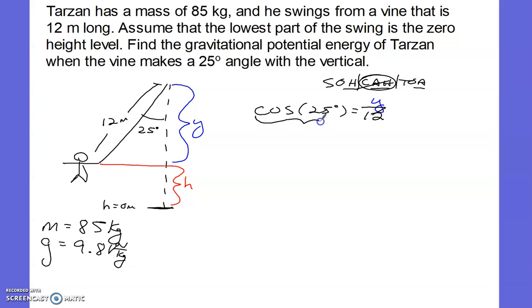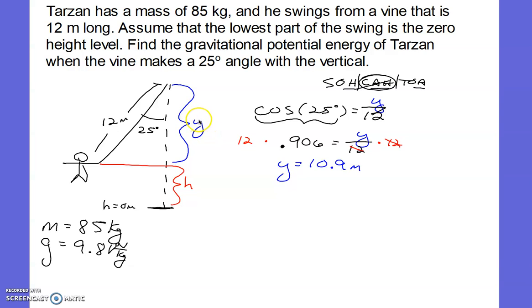Now again, this cosine of 25 represents a number. You can either look that up, or you can type it in your calculator, and that number is 0.906. I multiply each side by 12 to get my y value. Here they cancel out, and I get my y value to come out to be 10.9, and that would be meters. Again, that is still not my height.